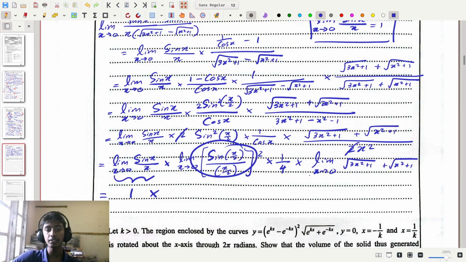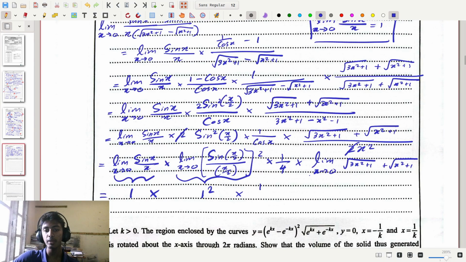Now, the limit of a function squared is equal to the limit of the function, whole thing squared. The reason for that is that if you have two limits and you multiply them together, the product of the limits is the limit of the product. So for that reason, this is equal to the limit as x approaches 0 of sine of x/2 divided by x/2, whole thing squared. And that is going to be equal to 1 squared. So this whole thing is going to evaluate into 1 squared.